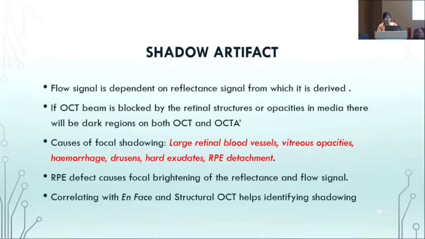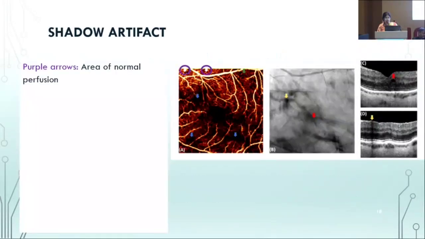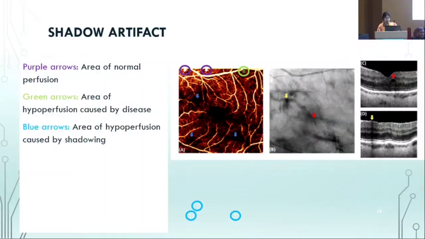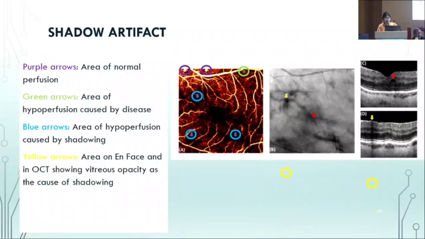For the shadow artifact, flow signal is dependent on the reflectance signal from which it is derived. If the OCT beam is blocked by the retinal structures or opacity in the media, there will be dark regions on both OCT and OCTA. Causes of focal shadowing are large blood vessels, vitreous opacities, hemorrhage, drusen, hard exudates, and RPE detachment. RPE defect causes focal brightening of the reflectance and flow signal. Correlating with NFAS and structural OCT helps identify shadowing. Shadow artifact is seen in this image. The purple area shows areas of normal perfusion, green shows areas of hypoperfusion by the disease, and blue as the area of hypoperfusion caused by shadowing.